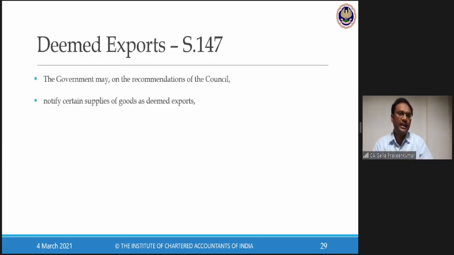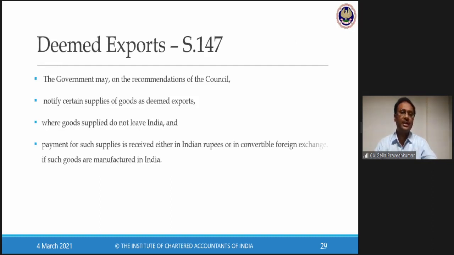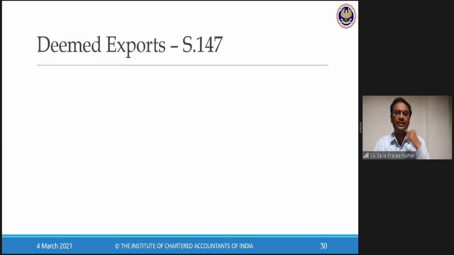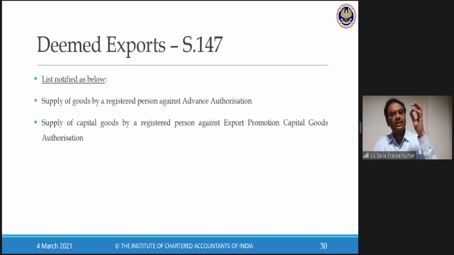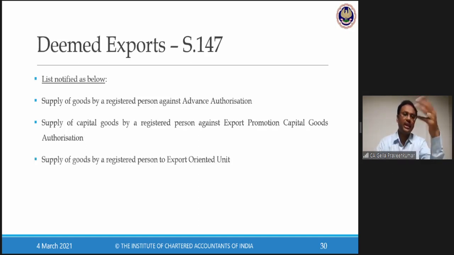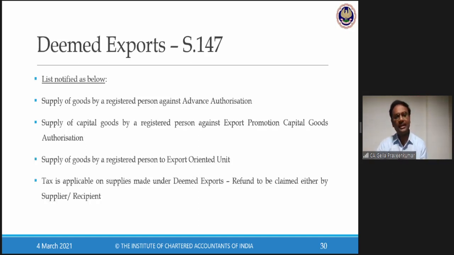Next, deemed exports. Now, this is a concept under GST law where goods actually do not go out of India. Rather, I supply the goods to an EOU unit or the goods are given under advance authorization. As of today, the goods which are supplied under advance authorization or EPCG or to EOU shall be called my deemed exports. So what is the mechanism of deemed exports?